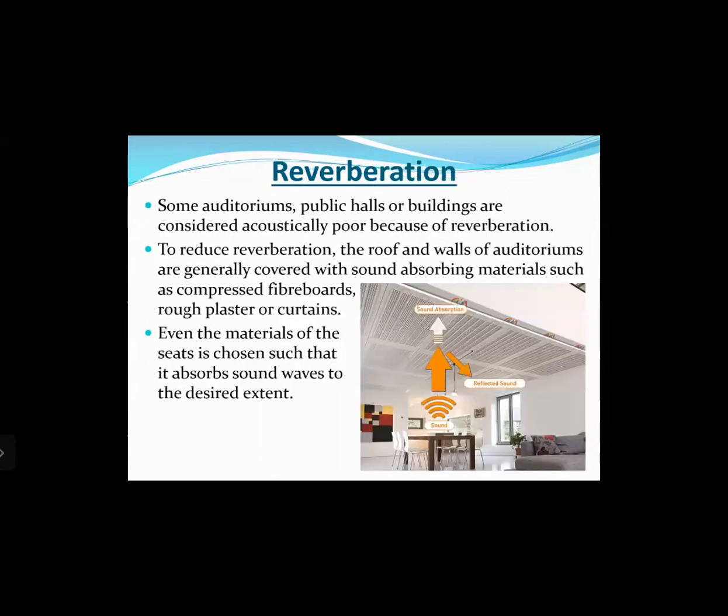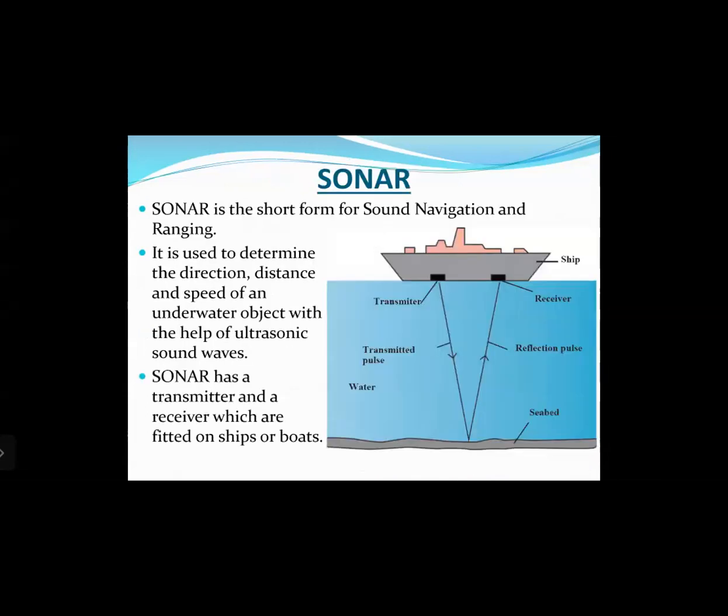Then some auditoriums, public halls, or buildings are considered acoustically poor because of reverberation. To reduce reverberation, the roof and walls of auditoriums are generally covered with sound absorbing materials such as compressed fiber boards, rough plaster, or curtains. Even the material of the seats is chosen such that it absorbs the sound waves to the desired extent. Right? Next, we study the concept of sonar.